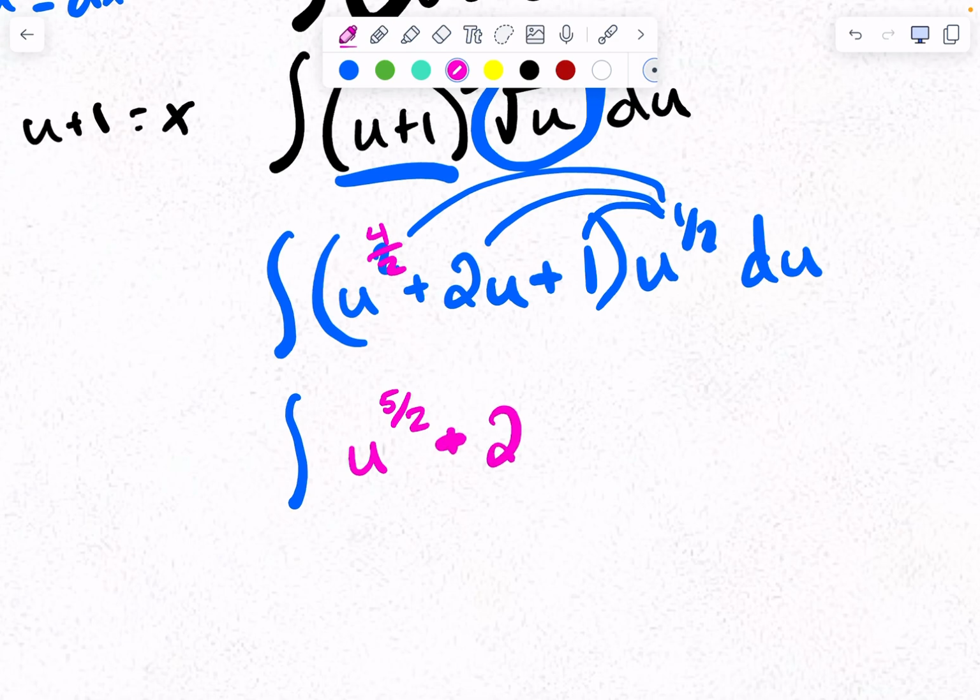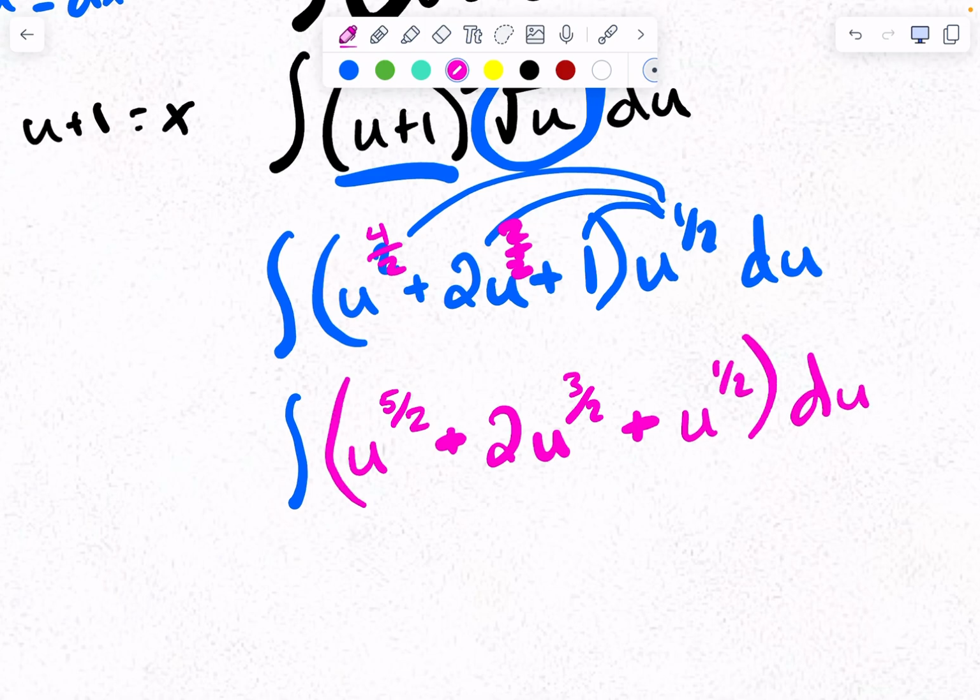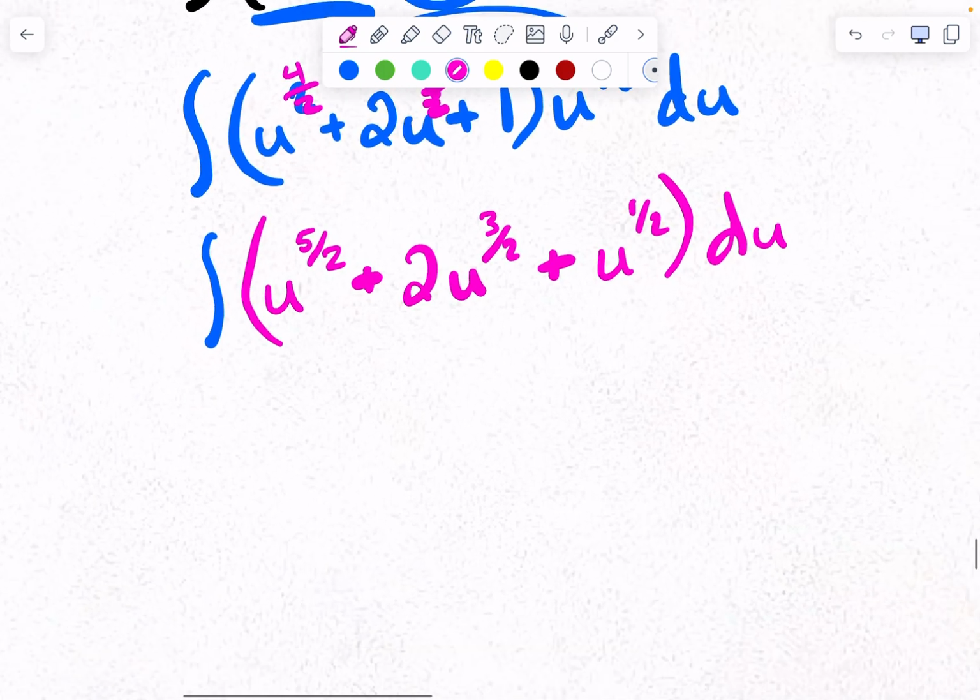Plus 2, u to the, this is u to the first power, which is 2 over 2. So this is u to the 3/2 power, plus u to the 1/2 power, all of that du. Now we have to find the antiderivative of this thing.